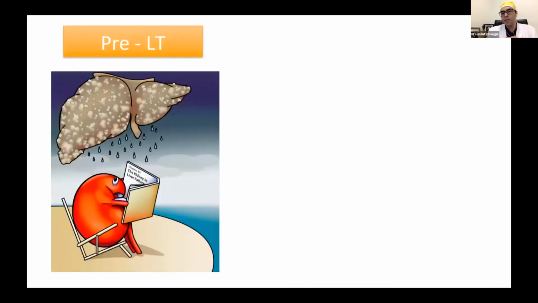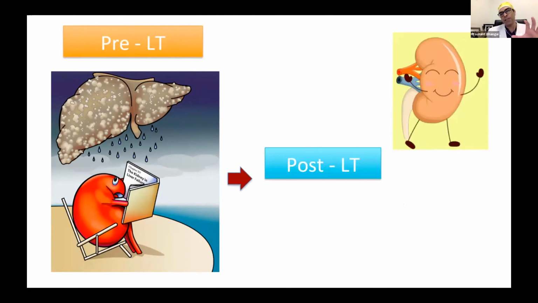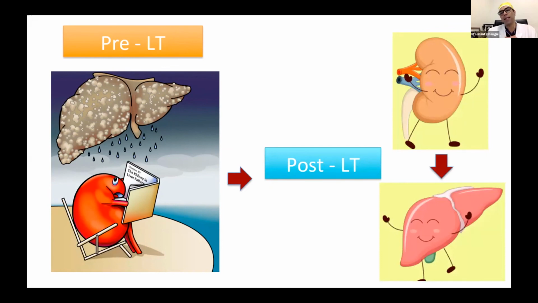So ladies and gentlemen, to conclude, I think in the pre-liver transplant situation, the liver does a lot of harm to the kidneys. If we want to have good liver function at the end of it, we need to have a smiling kidney for a smiling liver as well. Thank you very much for your patient listening.